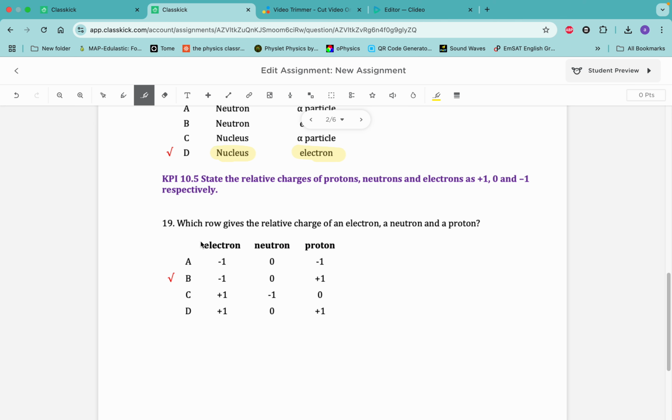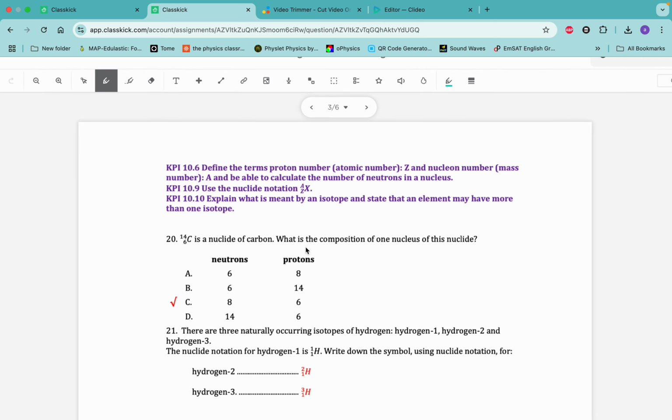Now, which row gives the relative charge of electrons, neutrons, and protons? Everybody knows that electrons have a negative charge, neutrons are neutral, which is 0, and protons are positive, so this is the correct row.